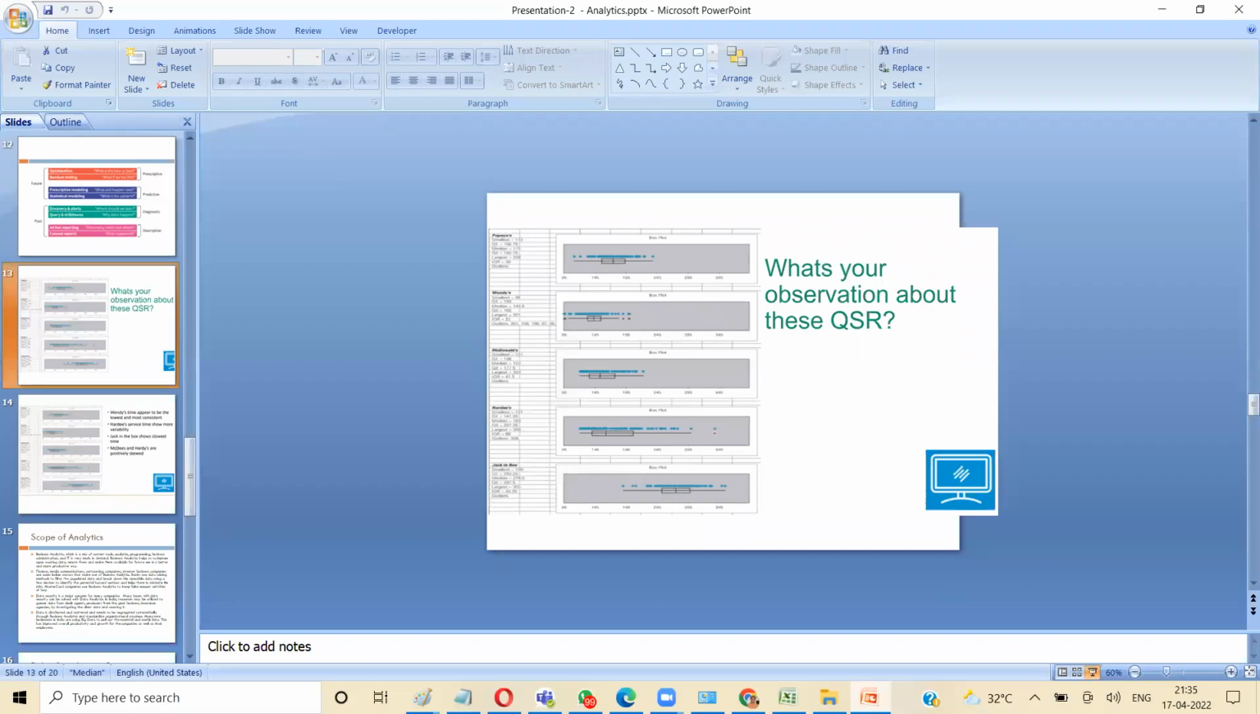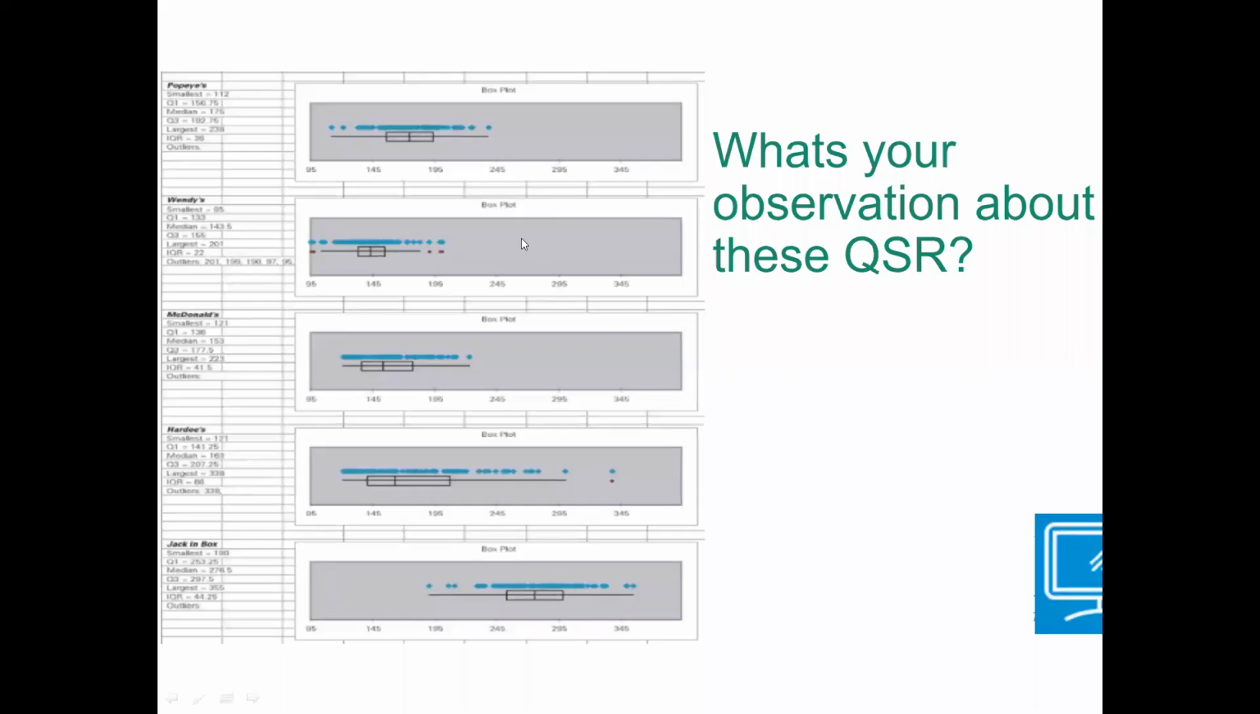Okay, this is the slide I have. This is the box plot, okay? And this is about the service time of different quick service restaurants. So you have Popeyes, Wendy's, McDonald's, Hardee's, and Jack in the Box. And this talks about the service time. So you have 95, 95, 95, right?